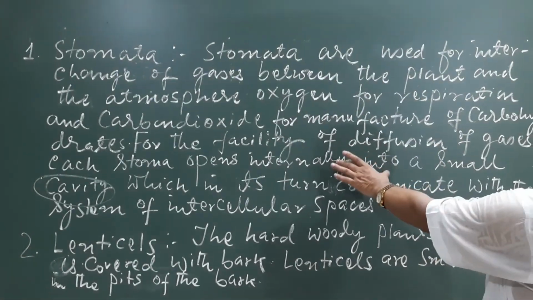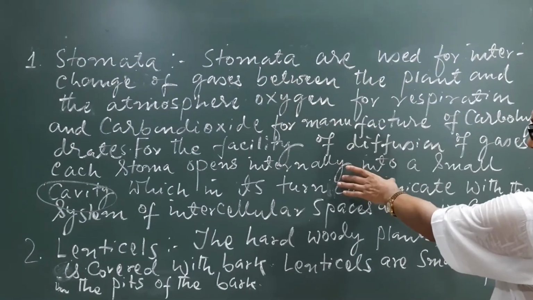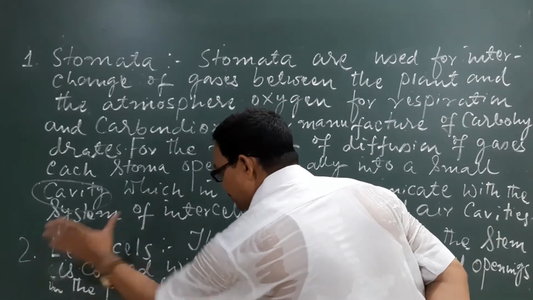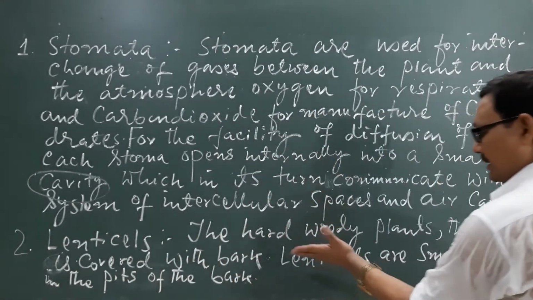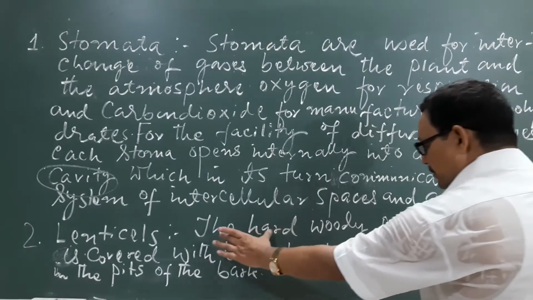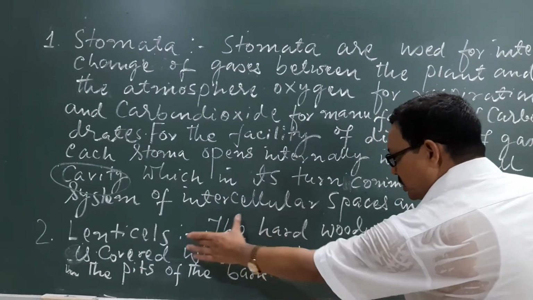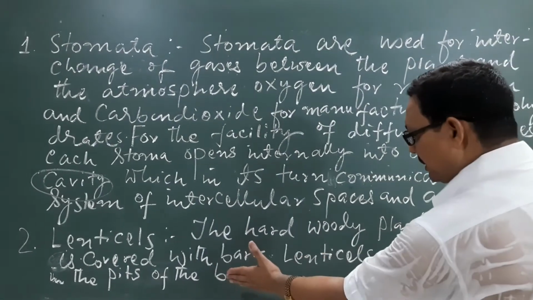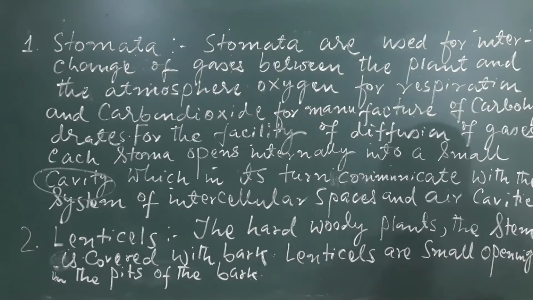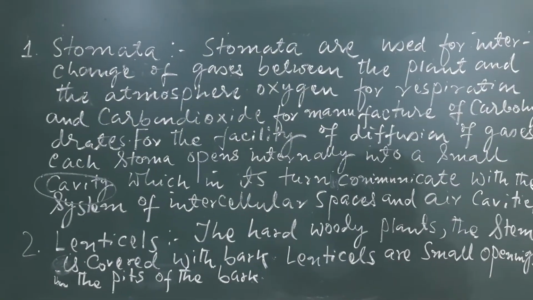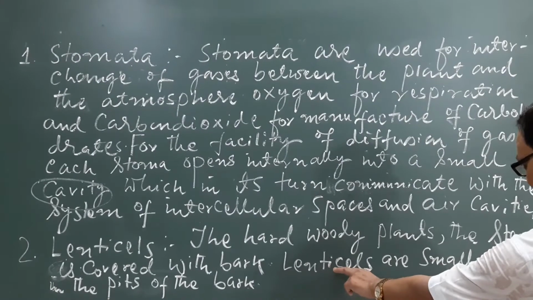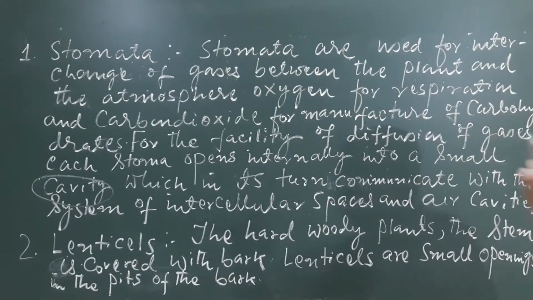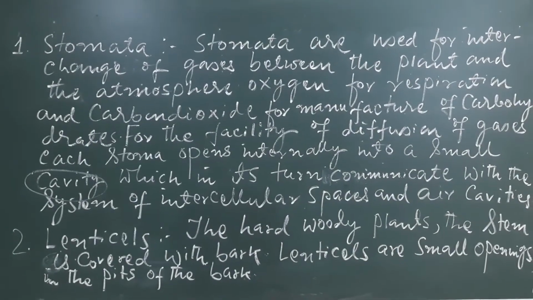So this is the first, stomata, and its short description here. The second important part through which the gases exchange takes place is the lenticels, and there are short notes on lenticels. In hard woody plants, the stem is covered with bark, and within that bark, lenticels are small openings in the pits of the bark, through which the exchange of gases takes place.